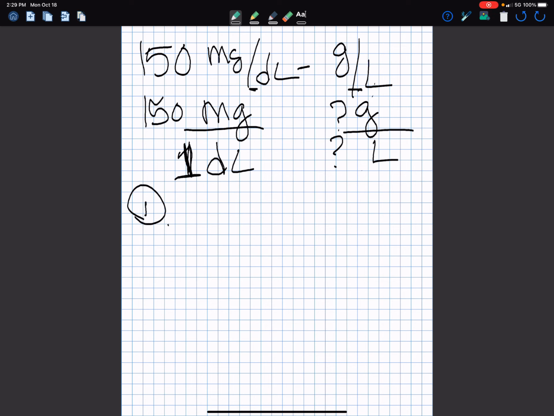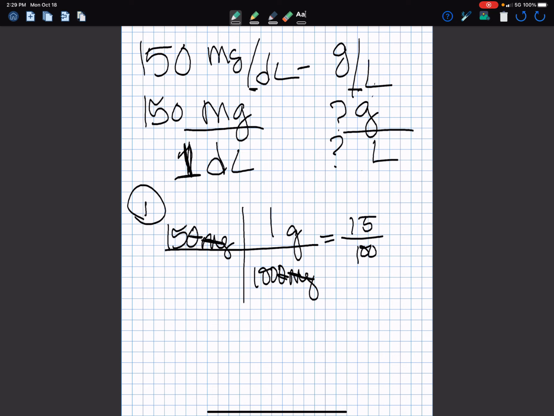So this is 2-step. 150 milligrams, okay? So it takes 1,000 milligrams to equal 1 gram. Okay, 1 zero cancels out. Milligrams cancel out. Going to multiply across is 15 by 100. Okay, handy dandy calculator. We got 15 divided by 100 is 0.15 grams. Okay?